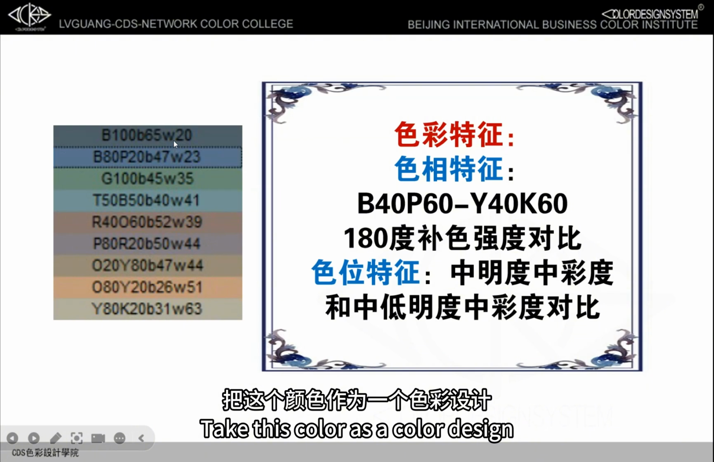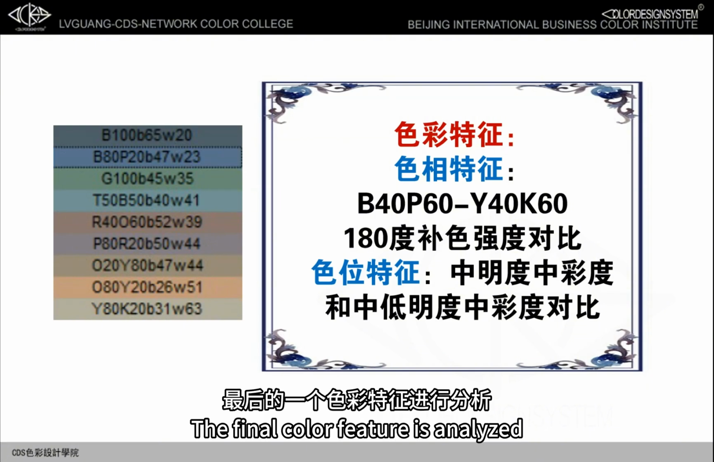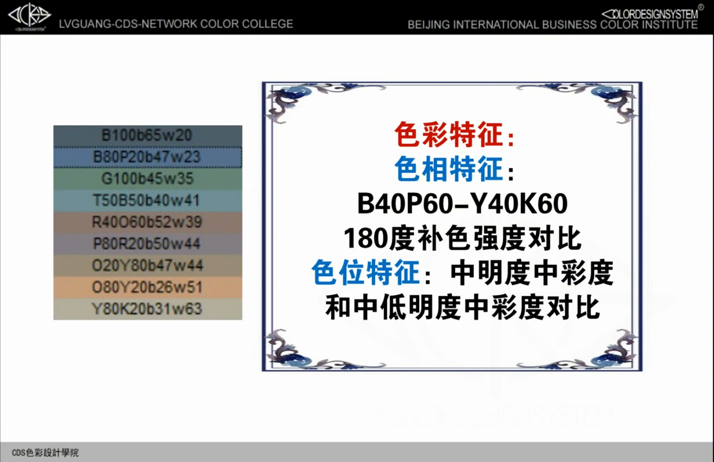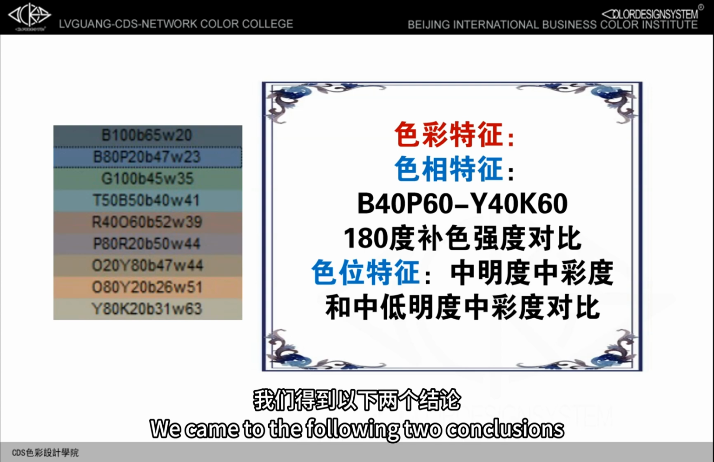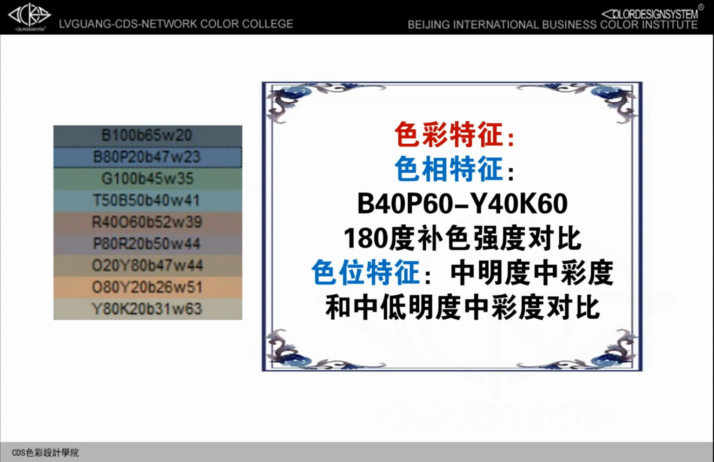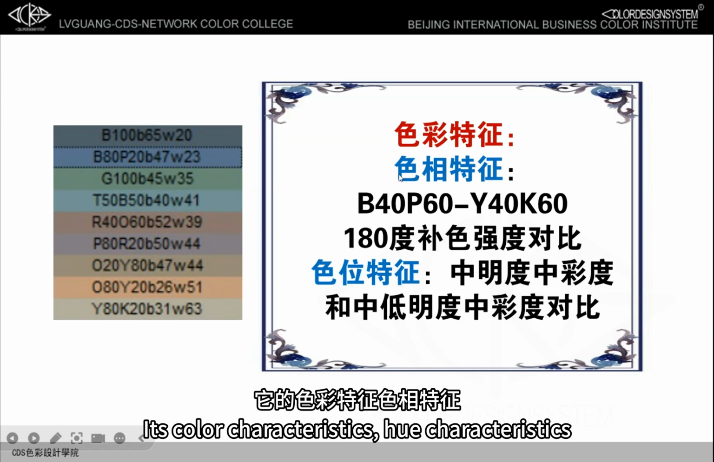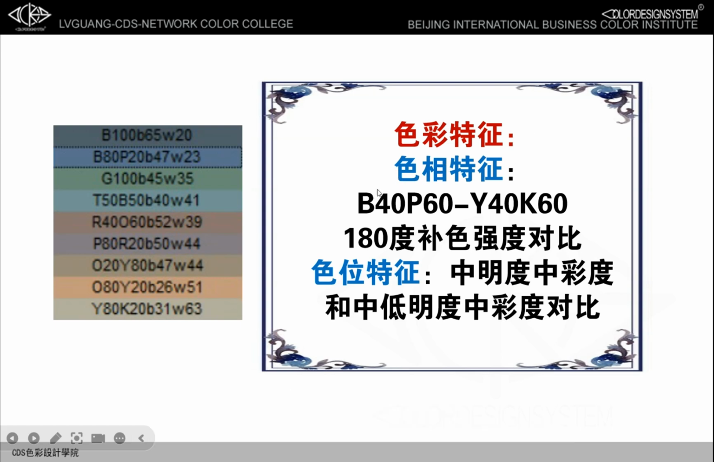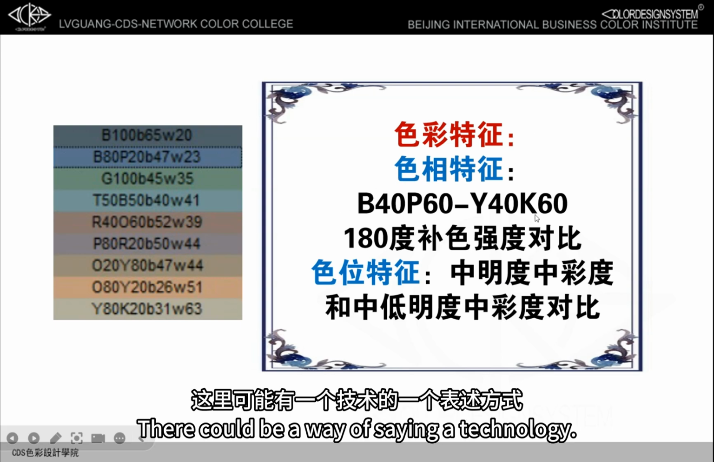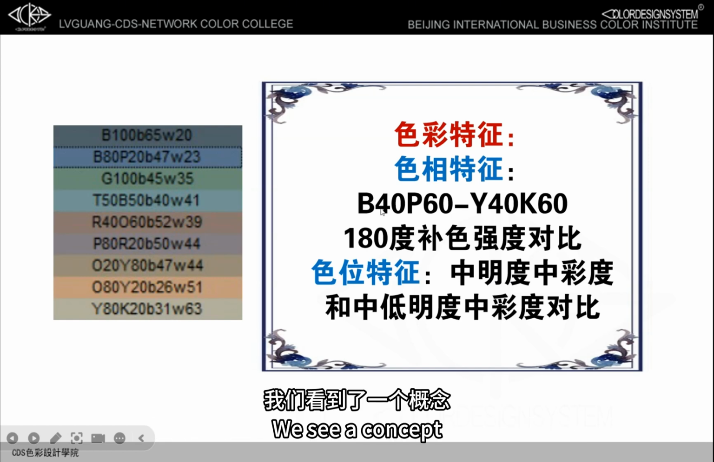Take this color as a color design. The final color feature is analyzed. We came to the following two conclusions. Its color characteristics, hue characteristics. There could be a way of saying a technology. We see a concept.